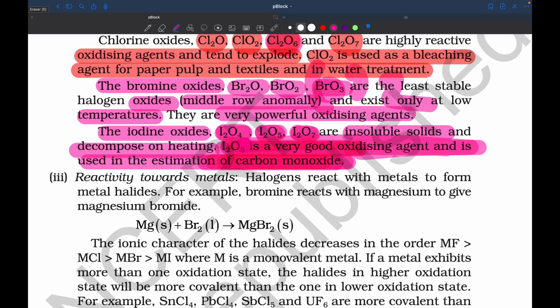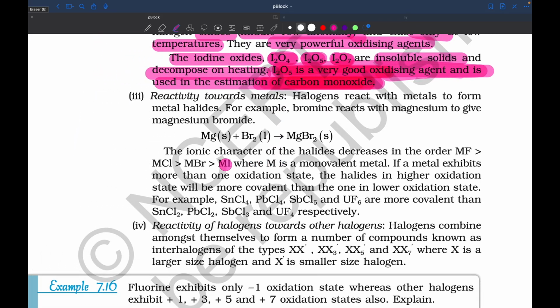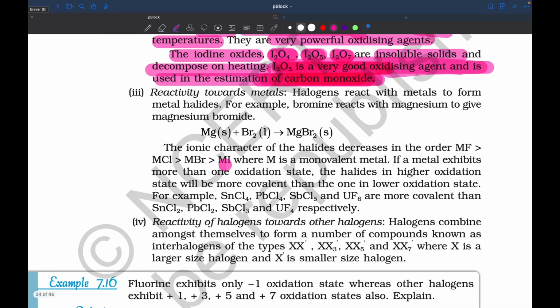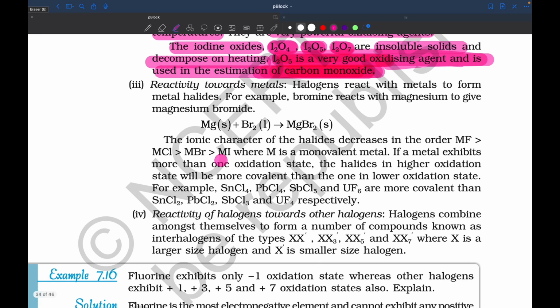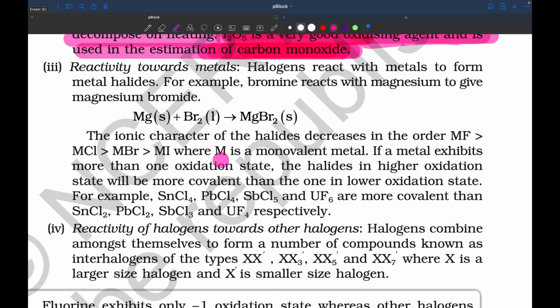This part is I2O5 plus CO, carbon monoxide estimation, where we will use it. Yeah, next we will move to the next part, which is the reaction towards the metals. All halogens are very reactive. They react with all the metals available. Halogens react with metals to form metal halides. For example, bromine reacts with magnesium to give magnesium bromide.